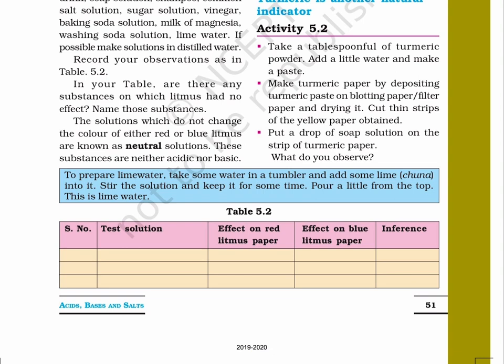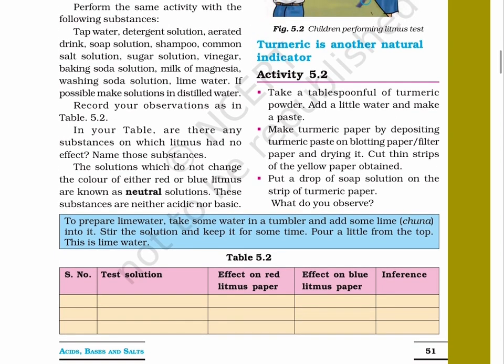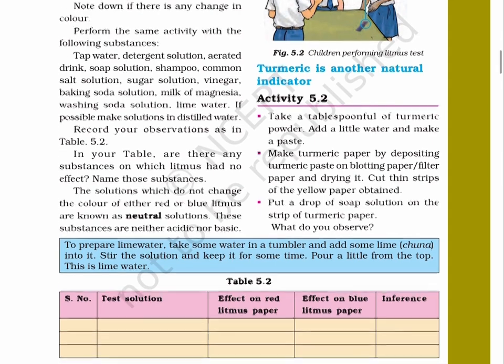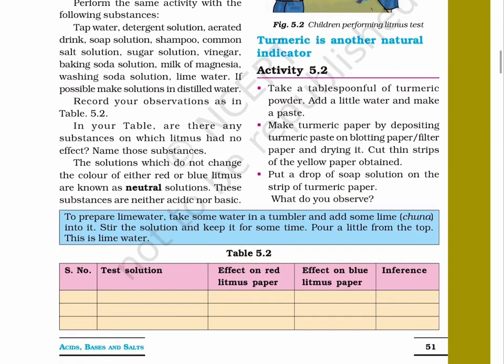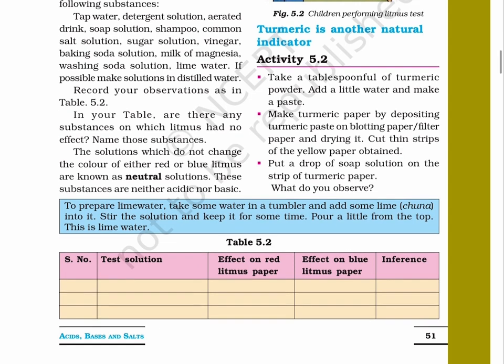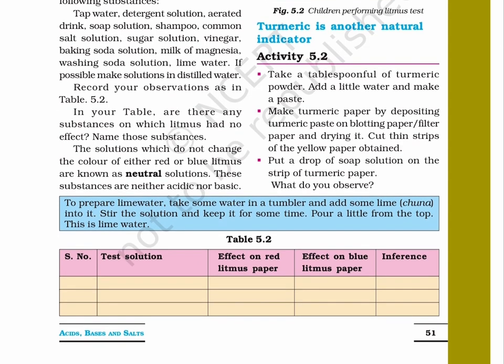Note: to prepare lime water, take some water in a tumbler and add some lime or chuna into it. Stir the solution and keep it for some time. Pour a little from the top. This is lime water. The solutions which do not change the color of either red or blue litmus are known as neutral solutions. These substances are neither acidic nor basic.